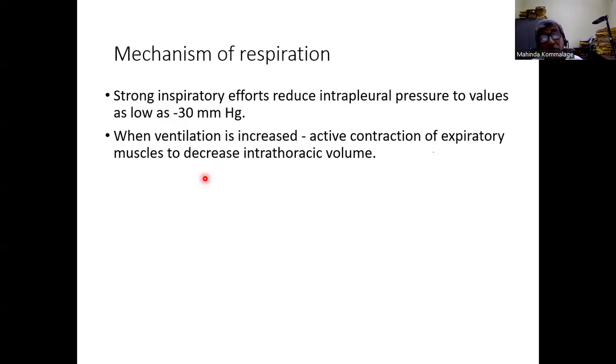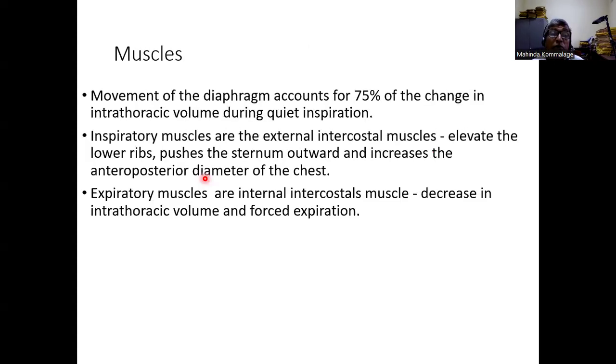Expiration is a passive process in quiet breathing, no muscle action required. But if you want to do extra effort, extra expiration, right, during exercise, so when we do some extra activity, for the expiration also, we can put a muscle action. We have expiratory muscles, we can use them, and additional respiratory muscles also there. So we can use them. So expiration also can become an active process if you want extra air or when we are active, right?